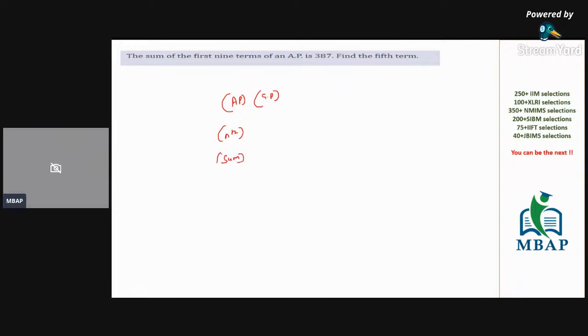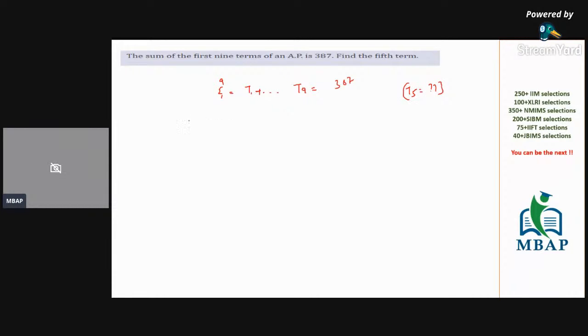The question could be about finding the sum of the values. Finding the sum of the series and finding the nth term of the series are the two most standard questions which usually come in the paper, right? Now, if you read the question, let's see if you can find any link. The question says, the sum of first 9 terms, which is T1 till T9, is 387. And the question is only about finding the value of T5.